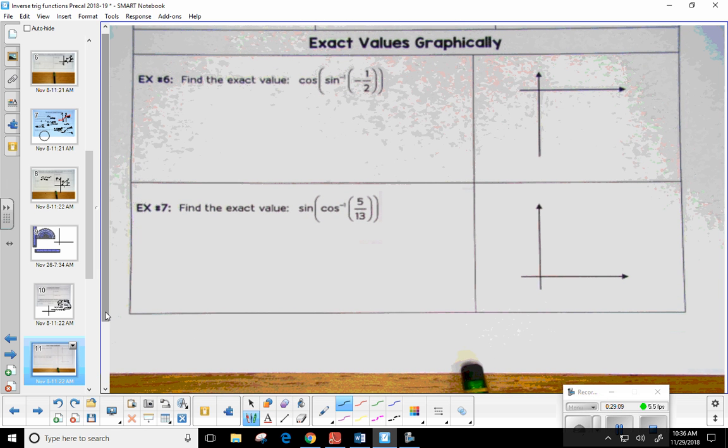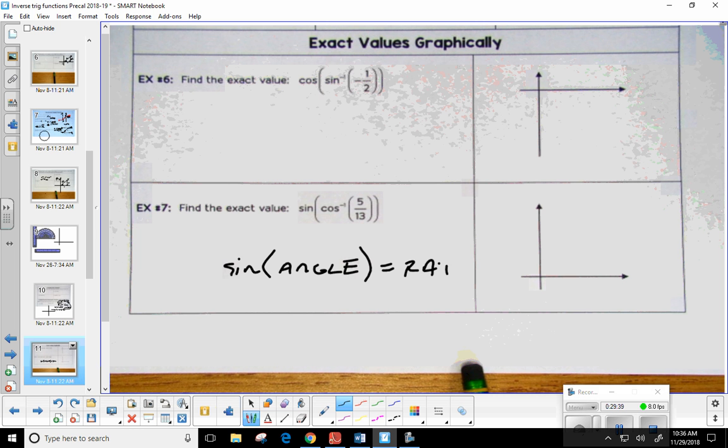Okay, exact values graphically. Again, we are not using a calculator to do this, but I want to reinforce an idea here. When you evaluate a trig function, and I'm just going to use sine, doesn't matter which one you have, what do you plug in? An angle or a ratio? An angle. You only plug angles into a trig function. Now, the answer is going to be a what? The answer is going to be a ratio.